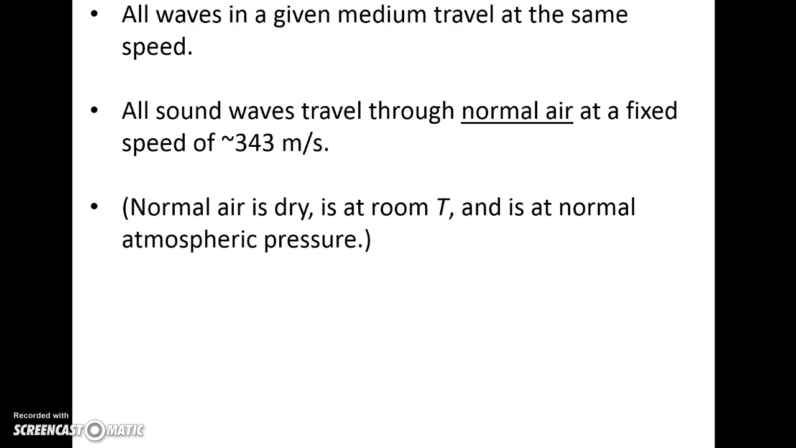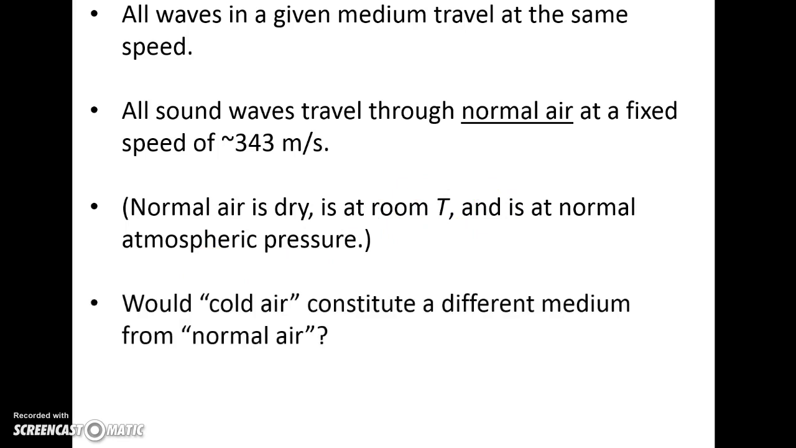So you're probably wondering, well, what makes air not normal? Well, you just have to change one of these things, temperature, pressure. So what do you think? Would cold air constitute a different medium from normal air? The answer is yes, because you've changed one of the conditions. So what's going on here? How does air know to travel at this speed when it's normal temperature and so forth? How do the waves know?